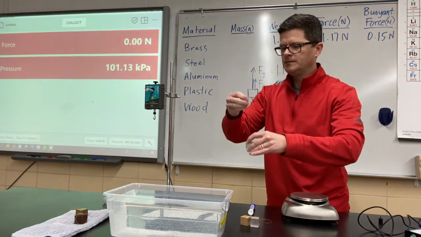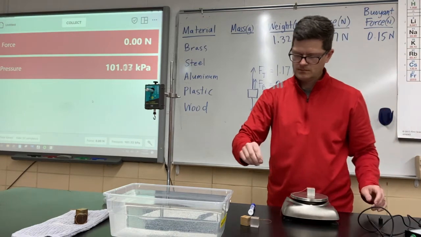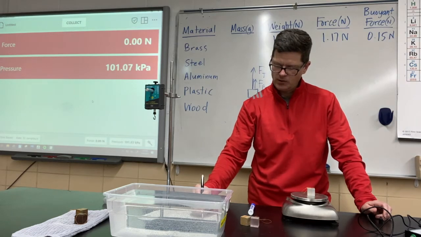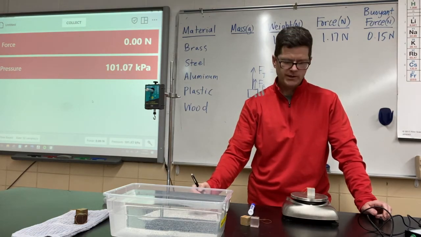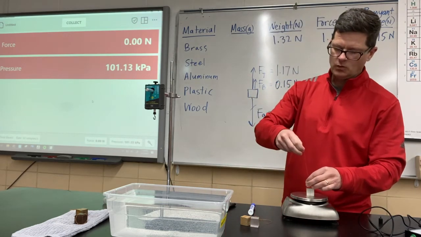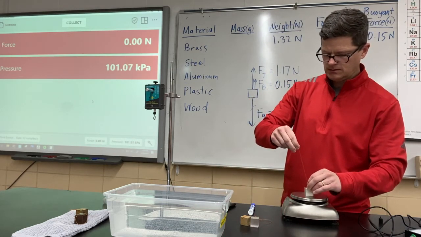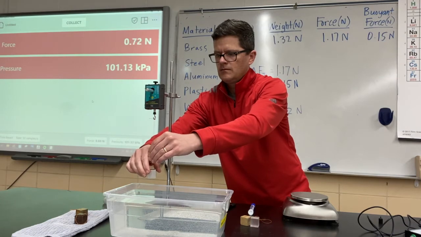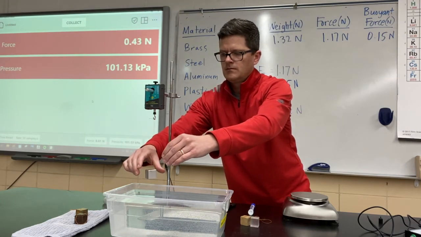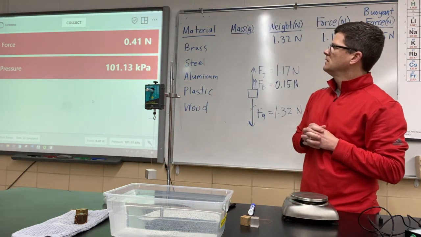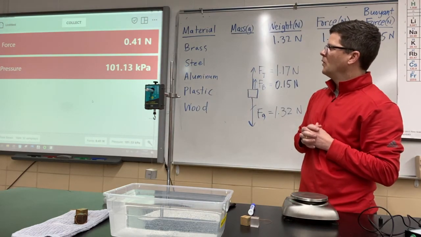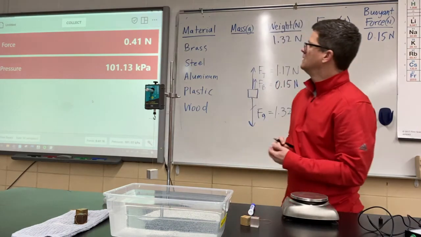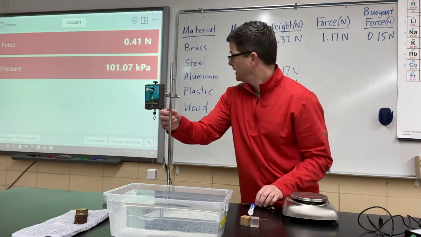Next up, I'll do the aluminum. The aluminum mass is 44.04 grams. We'll get the weight next. Looking like about 0.41 newtons is the weight. Okay, that one looks pretty stable actually.